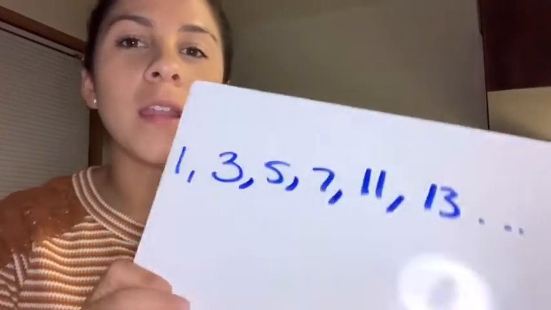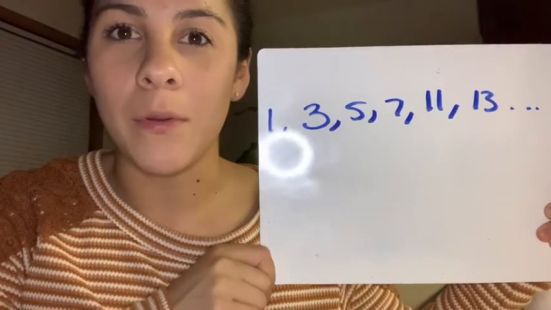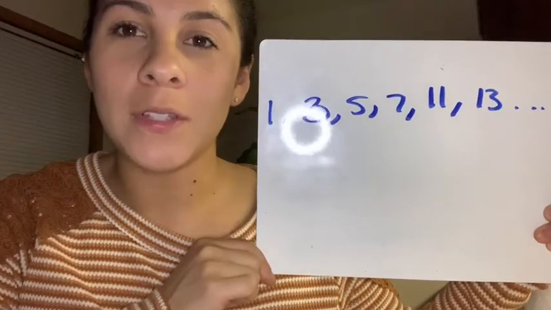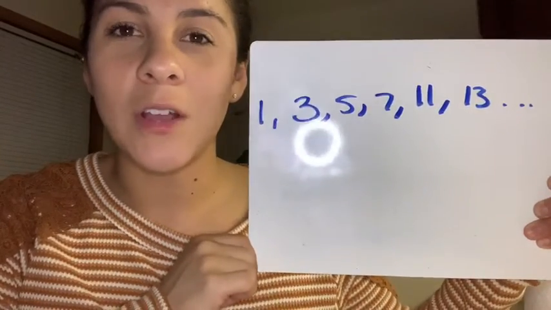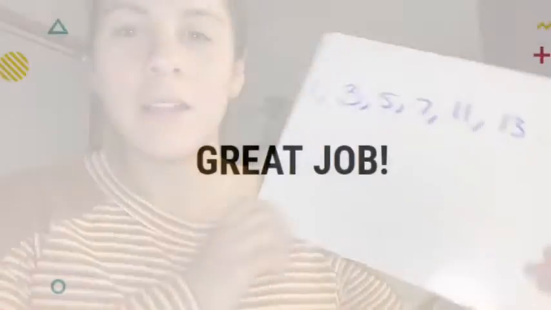Starting from the number 1, you came up with all of these prime numbers, which are also odd numbers. The exception for prime numbers being odd numbers is the number 2. 2 is the only even number that is also prime. Good job.